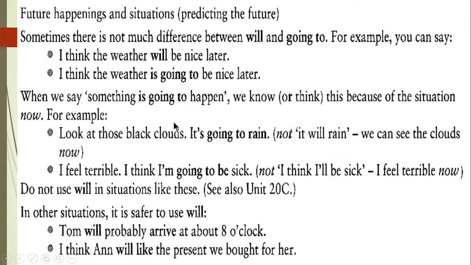So when we feel something or think something in the present and we say that it is going to happen in the future, that is why we use going to rather than will. I feel terrible. I think I'm going to be sick. So from my present situation, I recognize that I'm going to be sick, not I think I will be sick. I feel terrible now. Do not use will in situations like these. So in such situations, when we predict something from the current situation, we prefer using going to. In other situations, it is safer to use will, and apart from such situations, we normally prefer will.